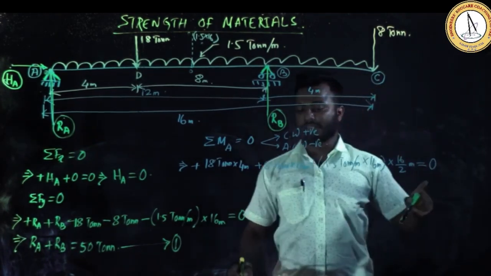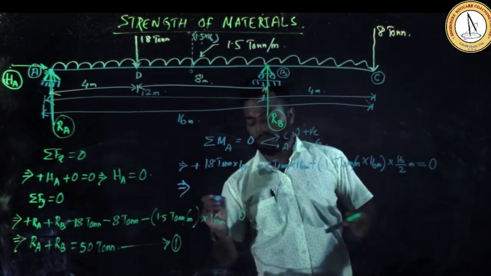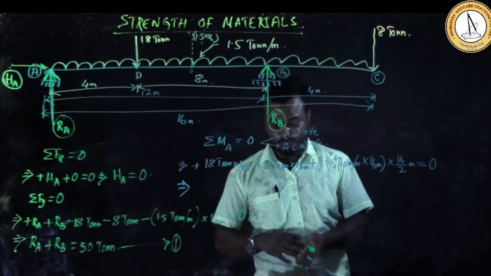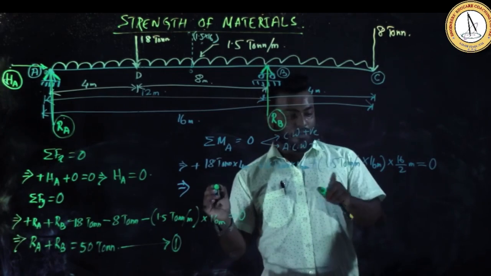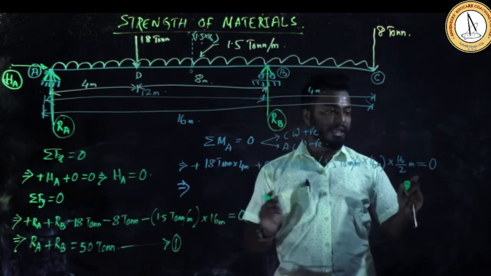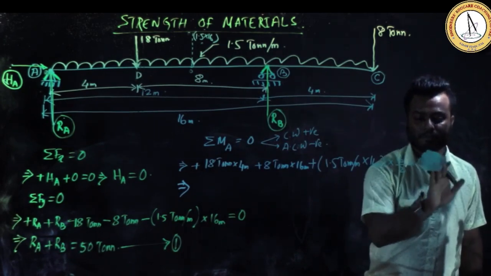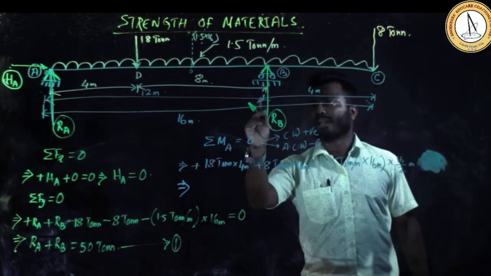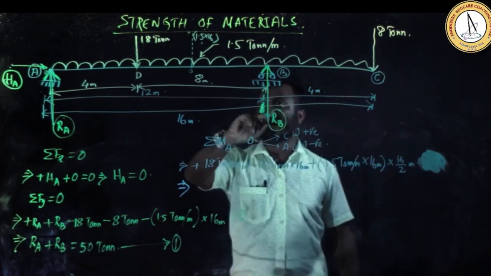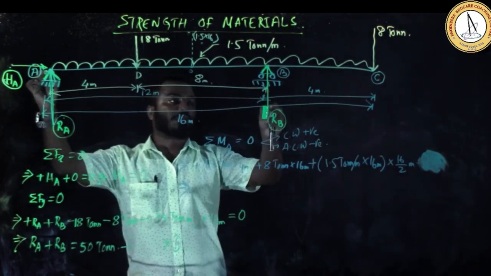If you solve this equation by your calci, you can find the answer. Okay, I have one another force which is RB. I have not considered RB. RB will also cause some moment at A.